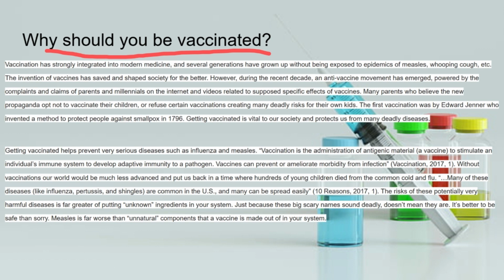So, as I told you, antigens mean the parts on a virus that our immune system can recognize as the enemy. So, these antigenic materials are inactivated to stimulate our immune system to develop immunity to a pathogen. So, vaccines can prevent or ameliorate morbidity from infection. For example, if you take a vaccine and you get the polio virus or something, you won't get the severe disease. You might be feeling some mild symptoms. That's it.